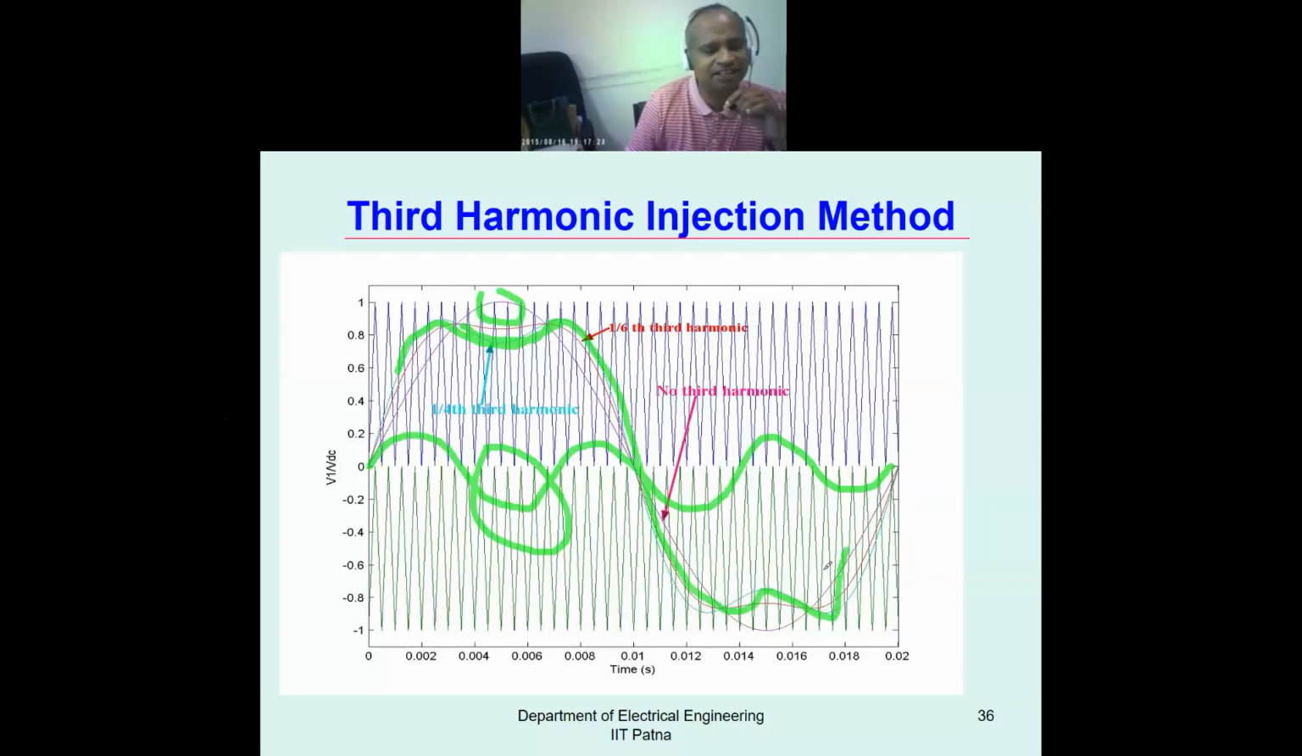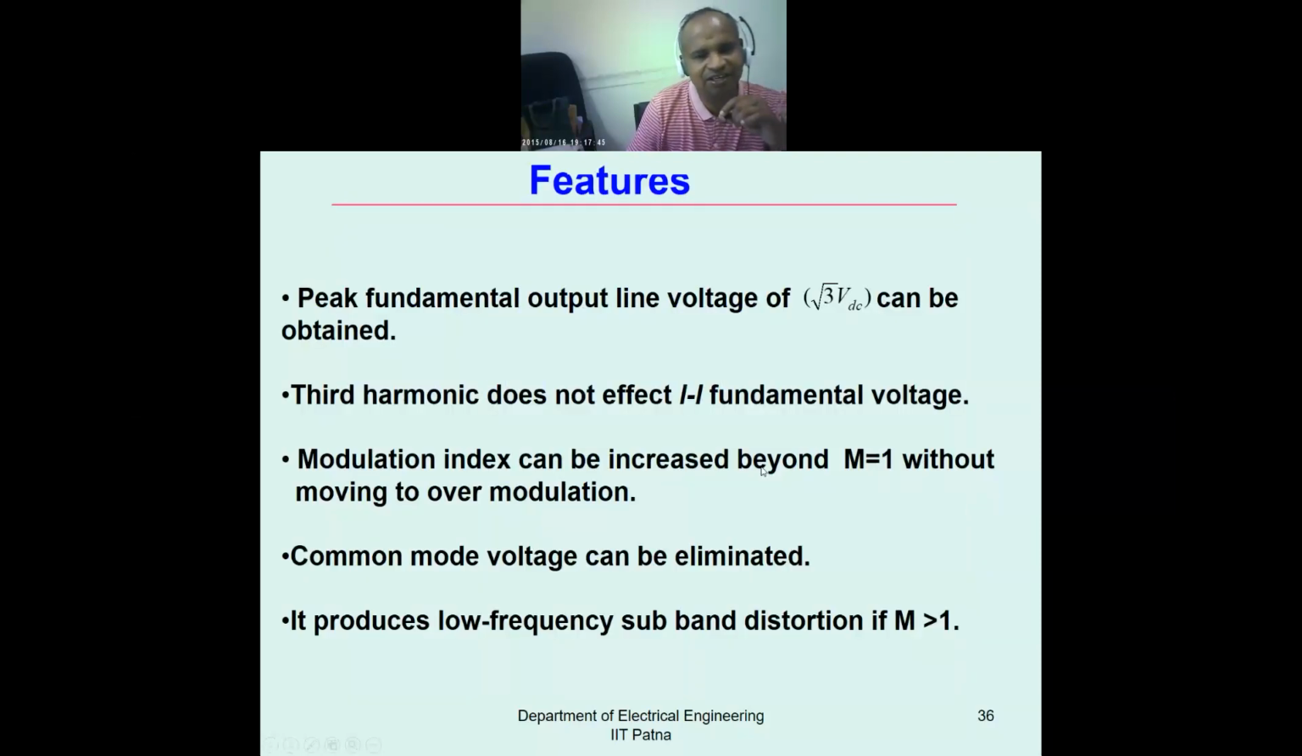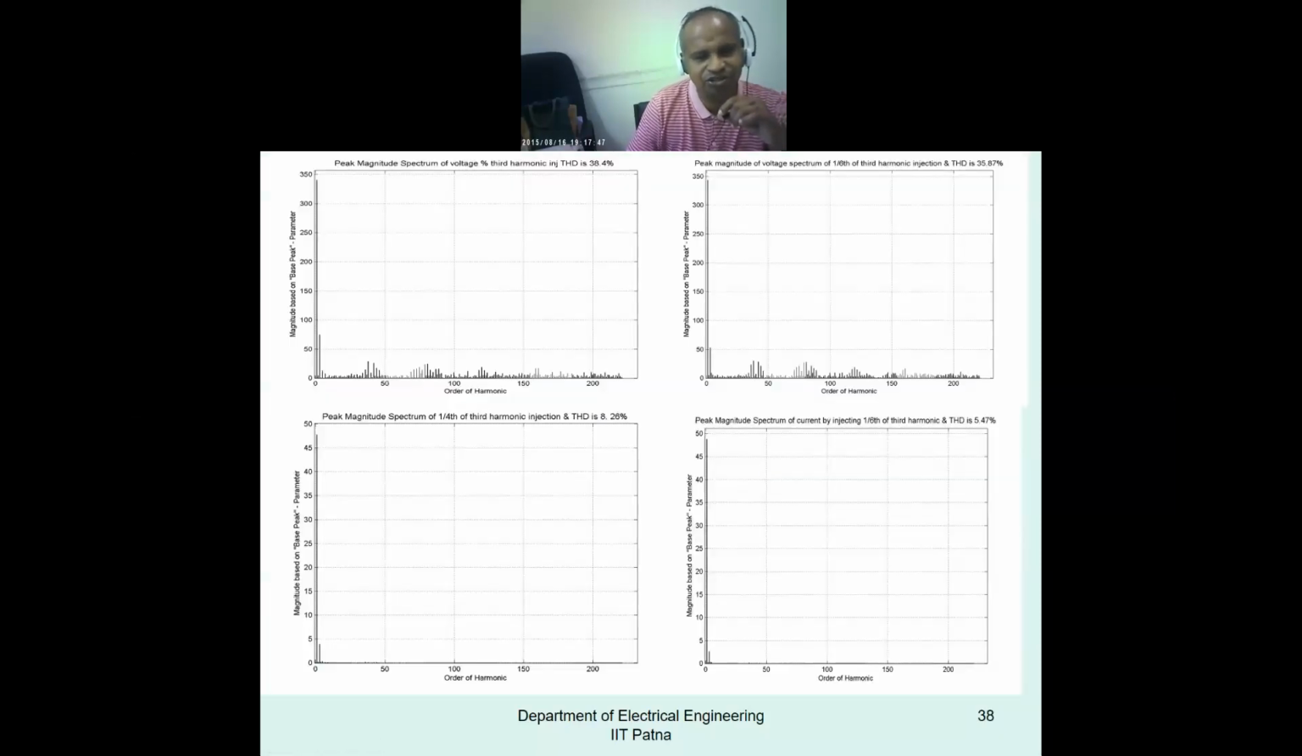Why is this technique used? You see the width of the sinusoidal is increased here. If you see here, the width is increased from here to here, but in your sine wave it was from here to here. That is why DC utilization became very high here. These are the features.